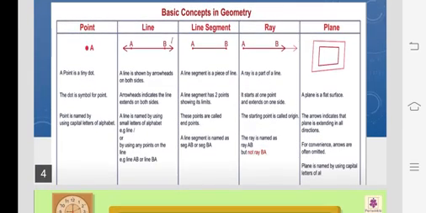Point. A point is a tiny dot. The dot is the symbol for a point. A point is named by using capital letters of the alphabet.